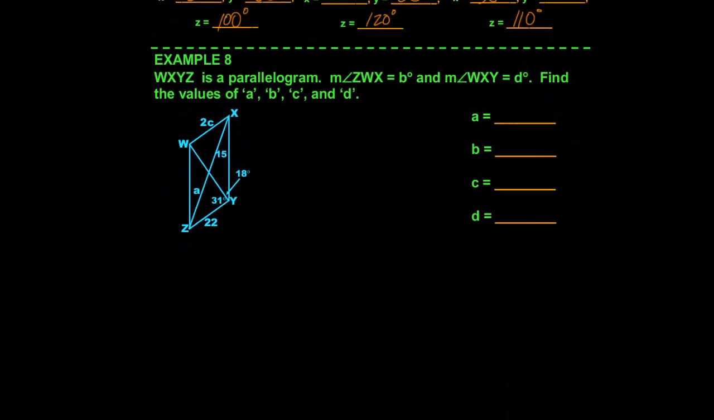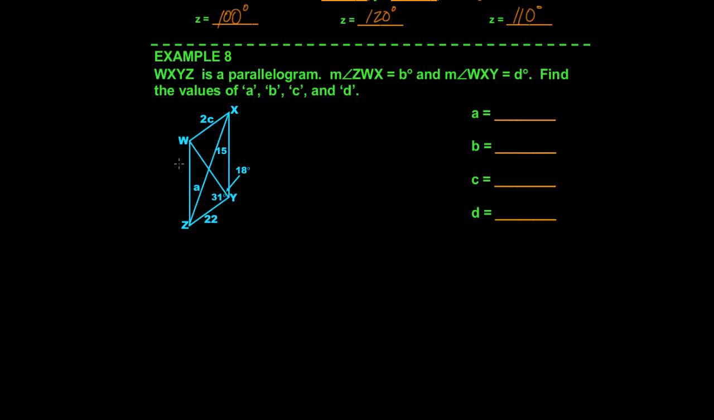Alright, our last example, example 8, has it drawn for us here. It's a parallelogram, WXYZ parallelogram. The measure of angle ZWX is B degrees. So I'm going to write this in here. This is B degrees. The measure of WXY is D degrees. This is D degrees. I'm going to go ahead and put what we have right here and right here.